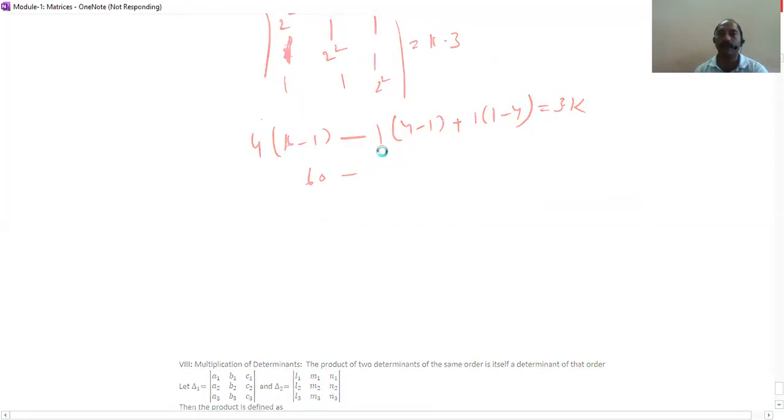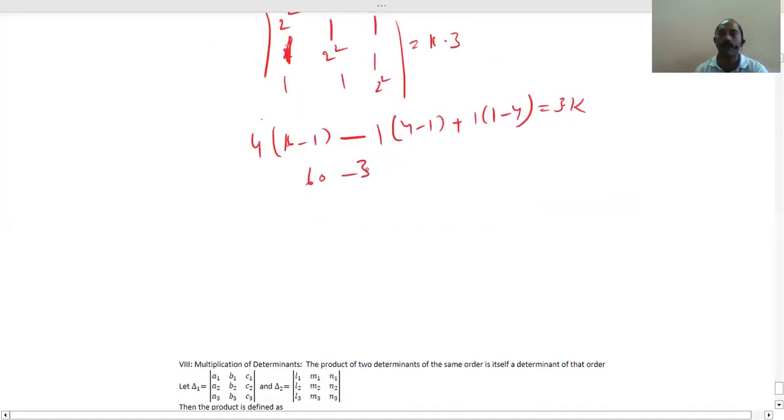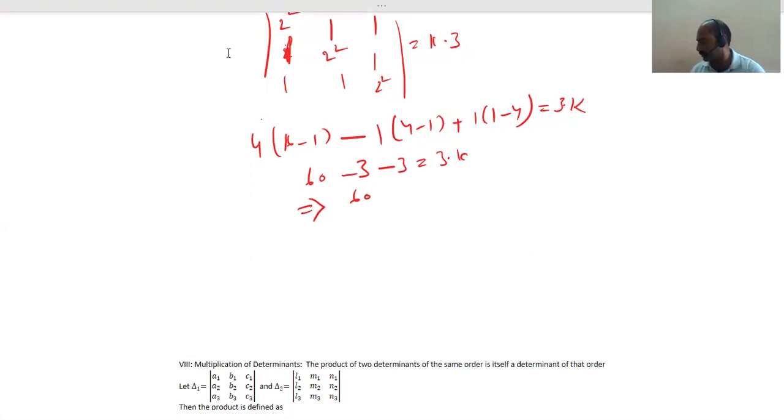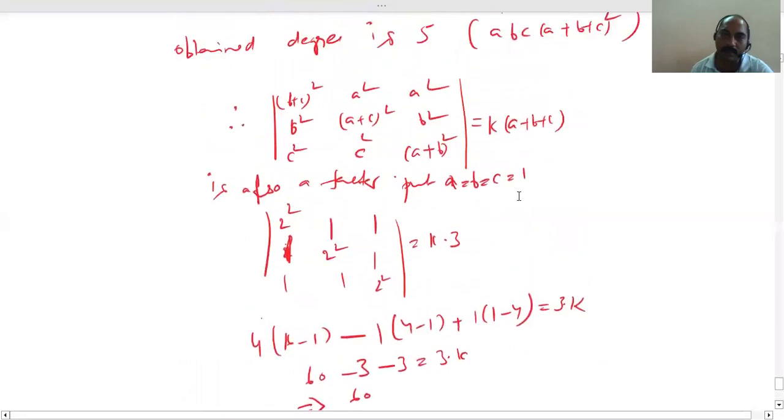Minus 3 into 3k, which is equal to 16 minus 6, that means 54. I made some mistake. Somewhere I made a mistake, I think. Otherwise we did not get a 2. Yes, one mistake I made here.